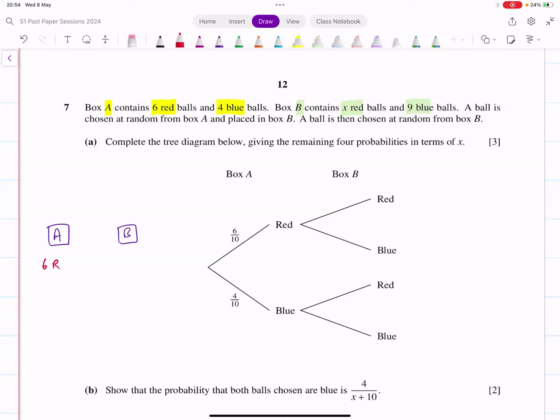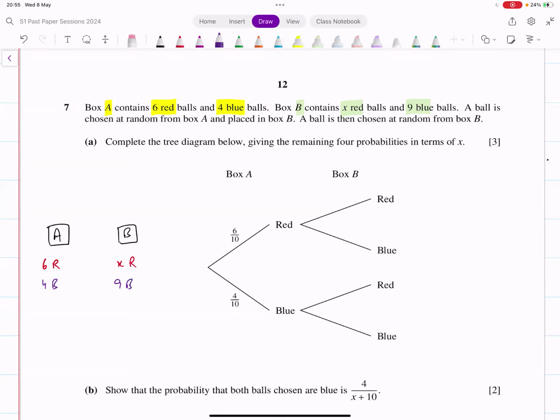6 red and 4 blue. That's box A. You first have to take out a ball from box A. The probability of taking out a red ball is 6 out of 10. The probability of taking a blue ball is 4 out of 10. That's understandable. What about the second box? Box B has X red balls and 9 blue balls.